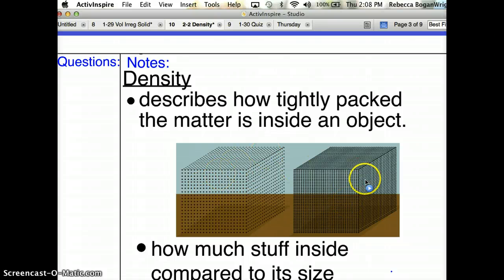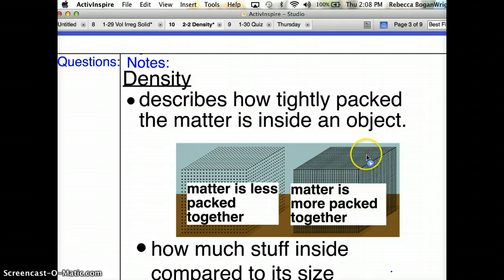We have two cubes that are exactly the same size, which means that they have the same volume, but the atoms or the tiny particles that make up each object are not the same. This one has particles that are much more tightly packed together than this one, which makes this object way more dense than this object. Density also describes how much stuff is inside an object compared to its size.